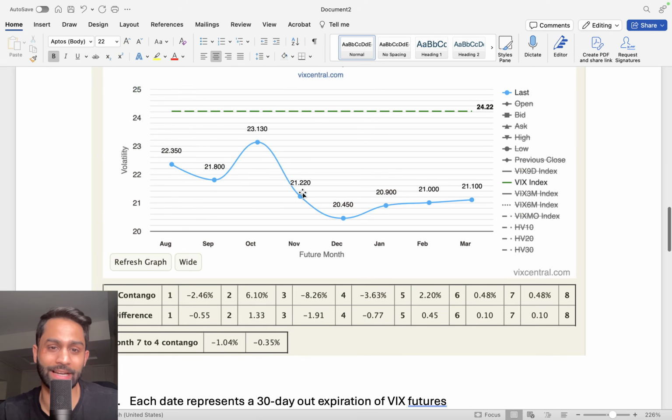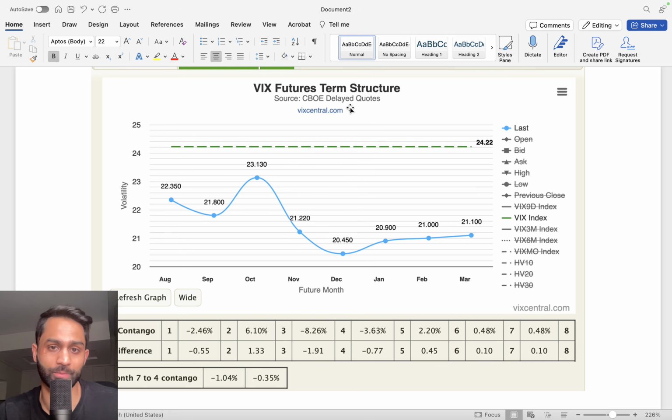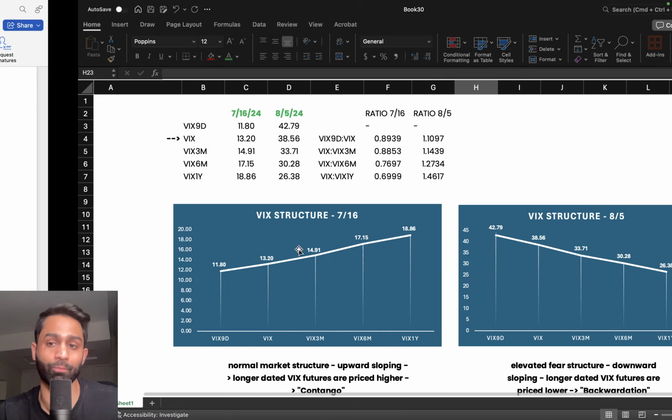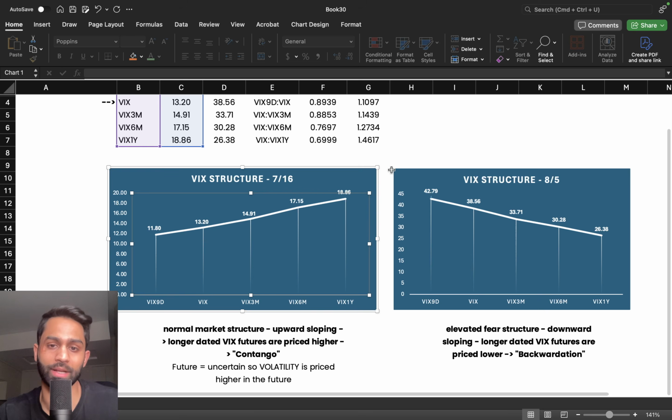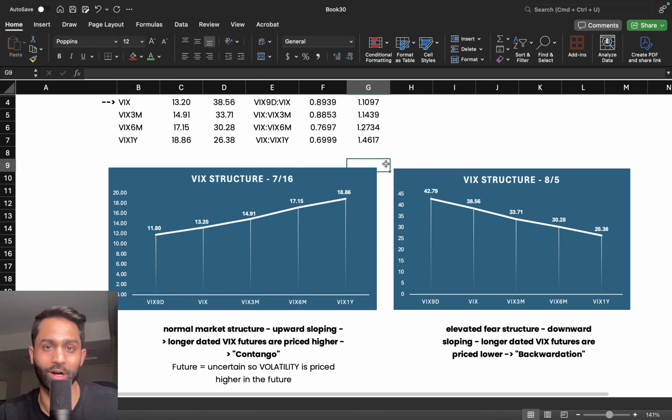As it stands right now, you can actually track the current VIX futures term structure on VIXCentral.com. 22.35 is the August futures with September priced at 21.8. The difference is still negative, and we're looking for this number to turn positive. And then again, for the overall curve to start being upward sloping like it was on July 16th for a normal functioning market, and for us to start going long and a little bit more aggressive once again.